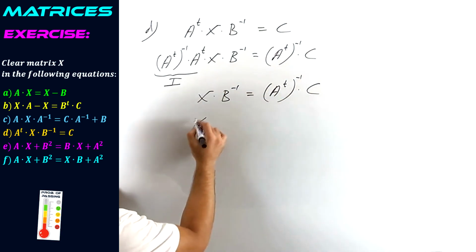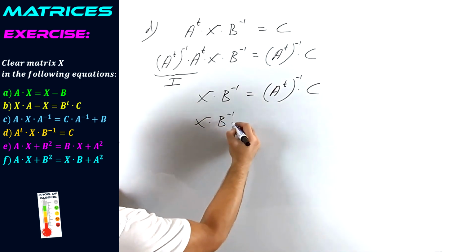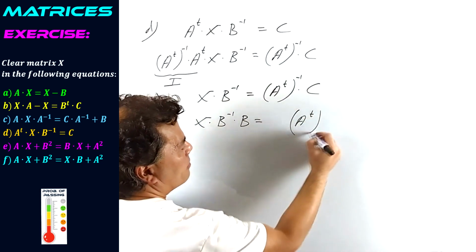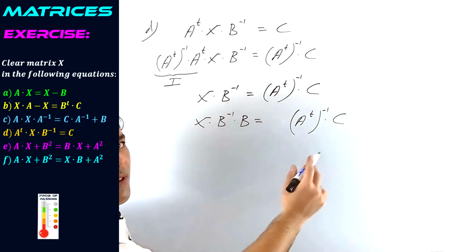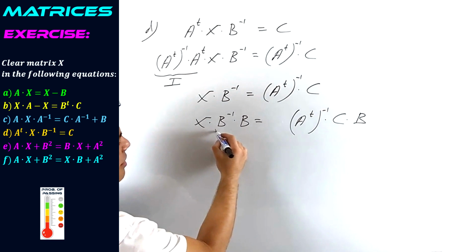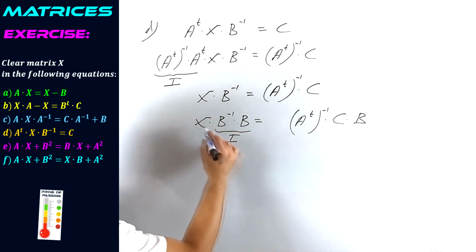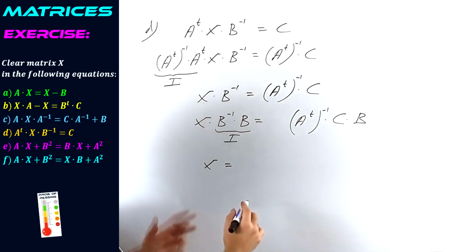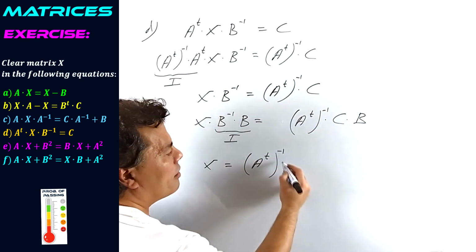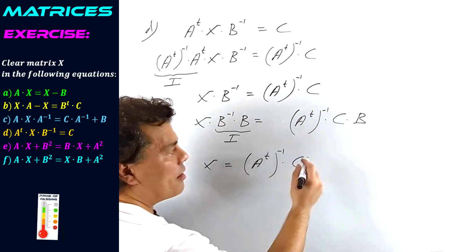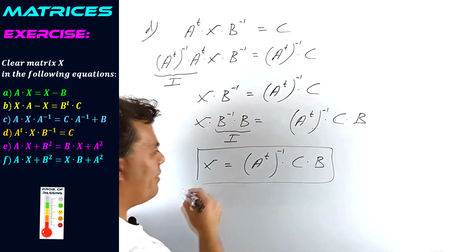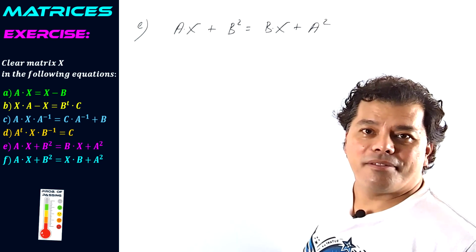And we have X multiplying B to the negative 1 multiplying B equals A transposed but inverted, multiplying matrix C, multiplying matrix B. And as usual, this will be the identity matrix, which means that we have already solved matrix X. Matrix A transposed, but then inverted, and the result multiplying matrix C, and the result multiplying matrix B. Okay? And that's it. Let's do the following equation.